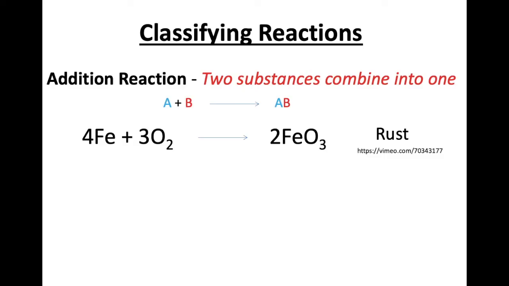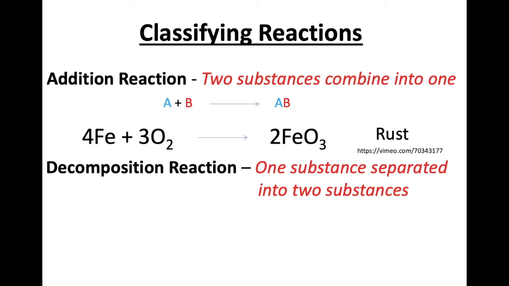Our next type of reaction is a decomposition reaction. This is where it's the opposite. You now have one substance that's separated into two substances. Formulaically, this would look like you have substance AB that's combined together and breaks down to create A plus B.